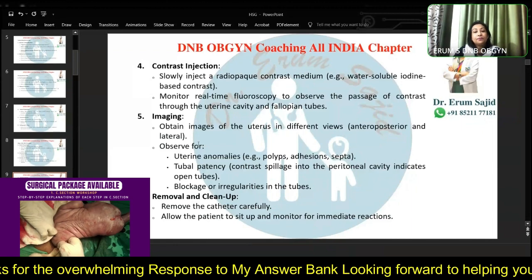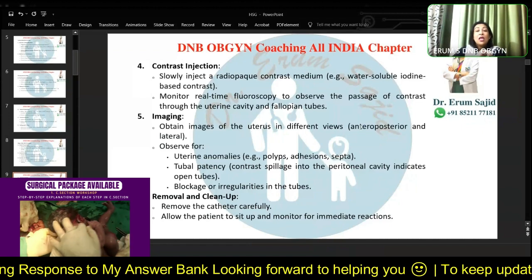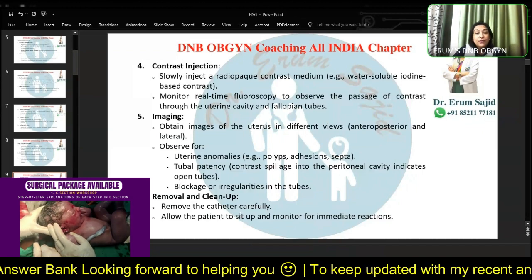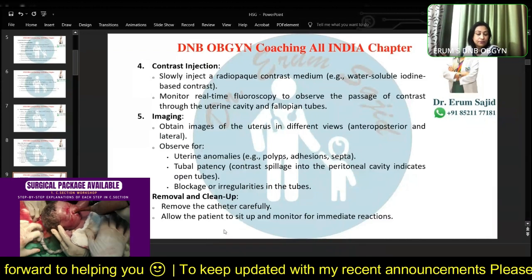And you obtain the images of the uterus in different ways. So you have anteroposterior, you have lateral images as well. And I think it's given towards the end or somewhere that you have at least 4 images. And then you remove slowly. Once you've done with the procedure, you remove slowly.